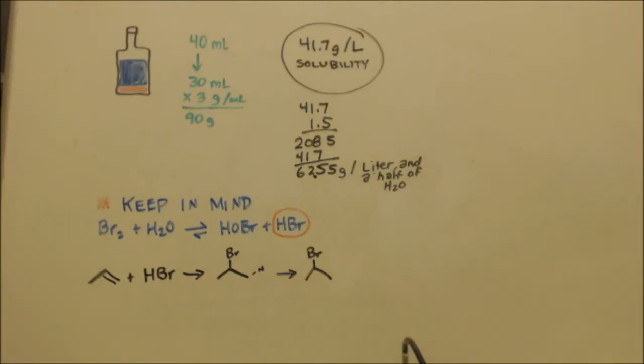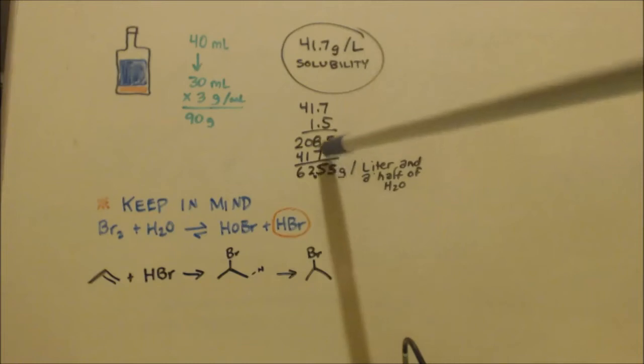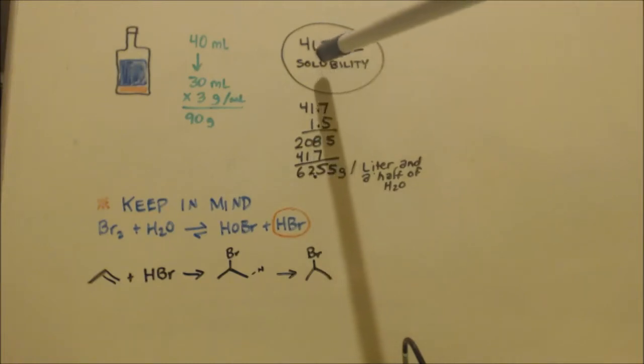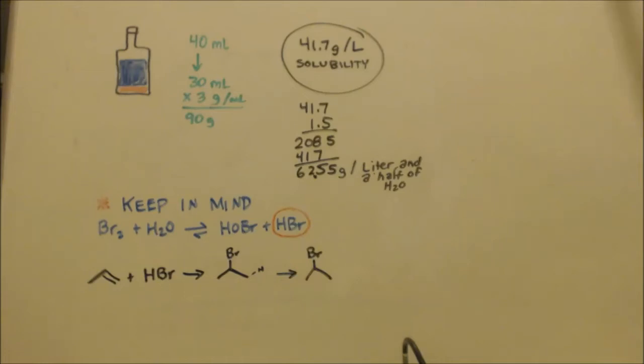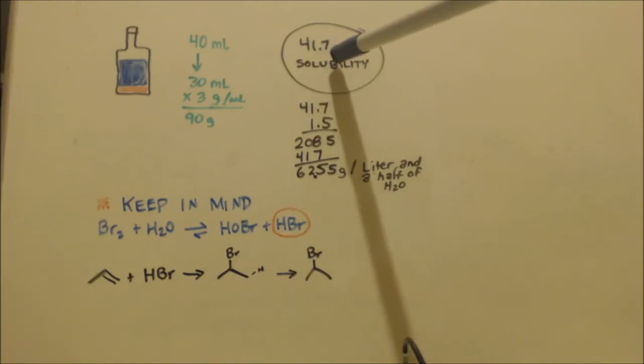So when I pour it out, let's say I'm doing an experiment and I need 20 grams of bromine, right? I know at 0 degrees, there's 41.7 in a liter. So if I took a half a liter, I'd have approximately a little bit over 20 grams, right? If a full liter is 41.7, half is at least 20, right?